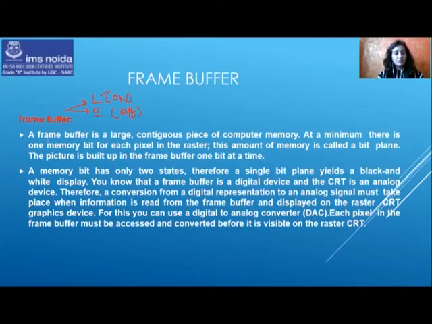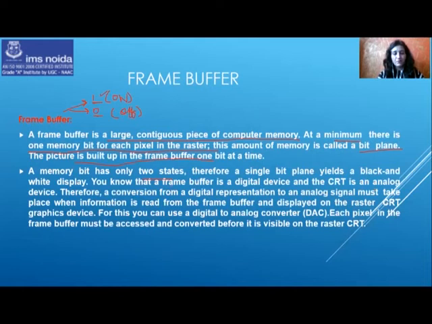So let's see the definition. A frame buffer is a large contiguous piece of memory. At a minimum, there is one memory bit for each pixel in the raster. This amount of memory is called a bit plane. It means the picture is built up in the frame buffer one bit at a time. A memory bit has only two states, as we have already discussed. Therefore, a single bit plane gives two colors, black and white.